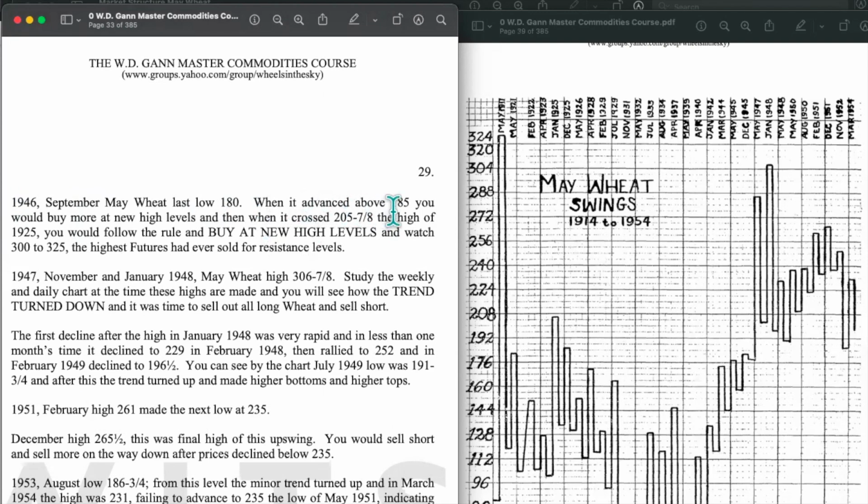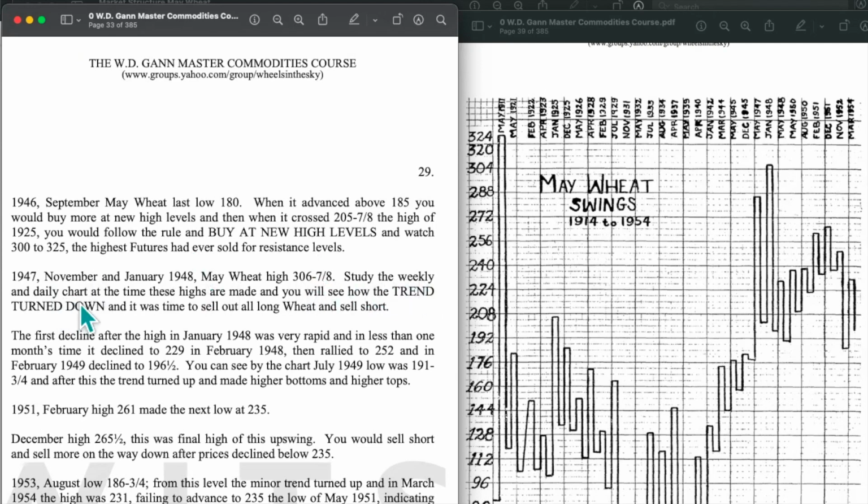When it advanced above 185, you would buy more at new high levels, and then when it crossed 207 and 7/8, the high of 1925, you would follow the rule and buy at new high levels and watch 300 to 325, the highest futures has ever sold for, a resistance level. After that, we have 1947, November and January 1948. May wheat high was 306 and 7/8.